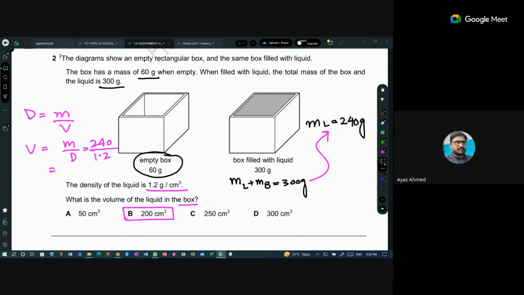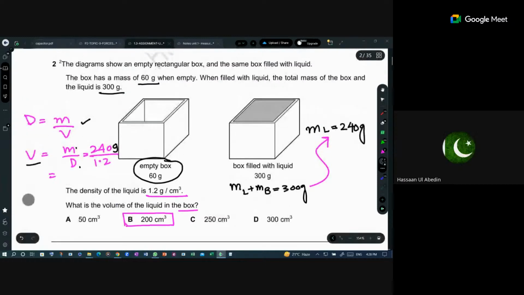So, are you agreed that density equals mass by volume, and then volume is mass by density? Mass is 240 grams, and density is 1.2 grams per cubic centimeter. So what volume will I get? Volume will be equal to 200 cubic centimeter. Is it? Yes, sir.